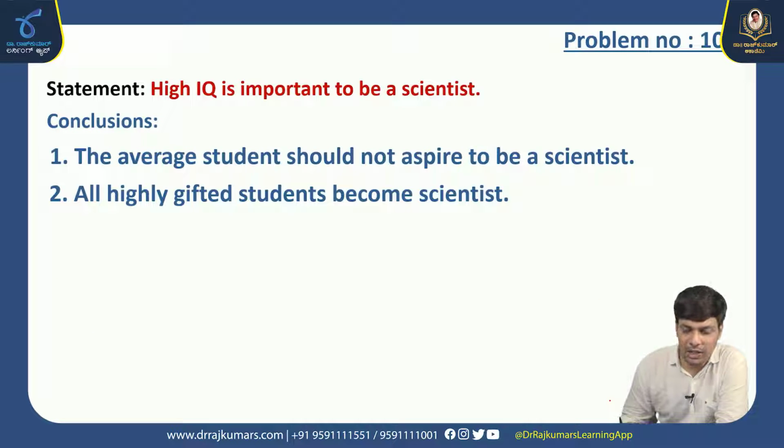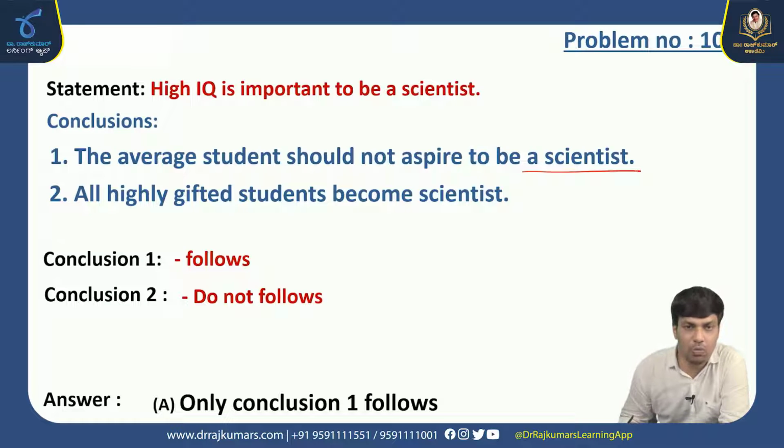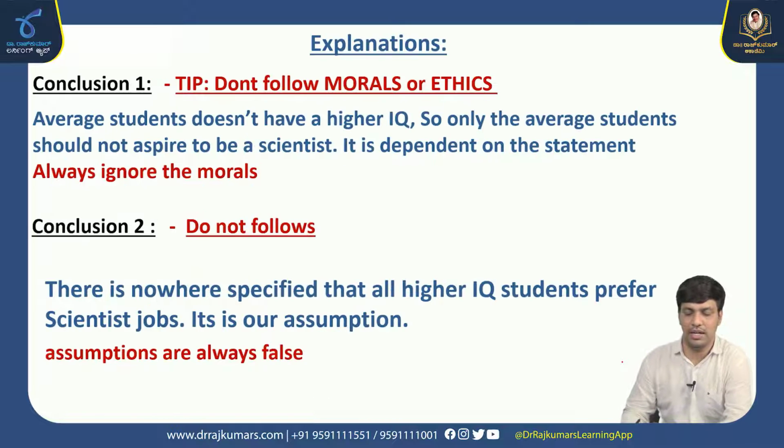Statement: higher IQ is important to be a scientist. Conclusion 1: an average student should not aspire to become a scientist. Second one: all highly gifted students become scientists. Let's move on to our discussion. Here conclusion 1 follows and conclusion 2 does not follow. In this condition, we need to mark our answer as option A, only conclusion 1 follows. Let's study in detail now.